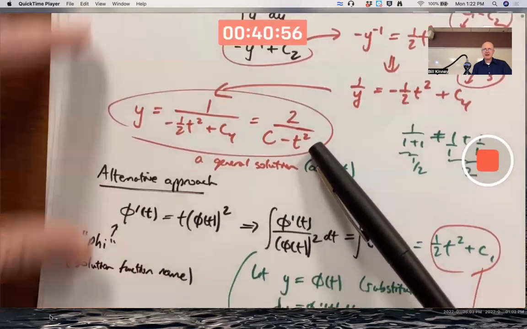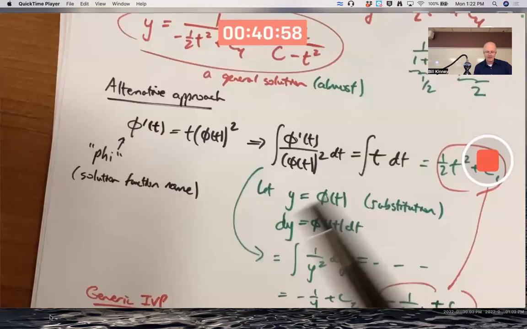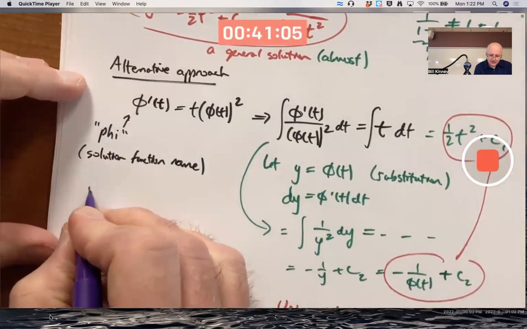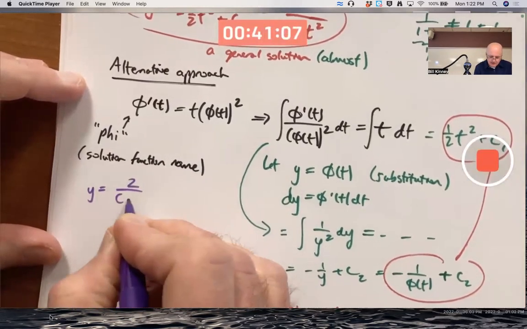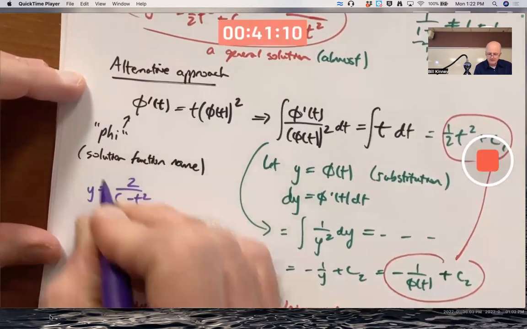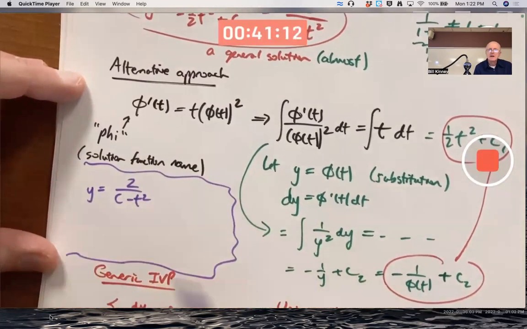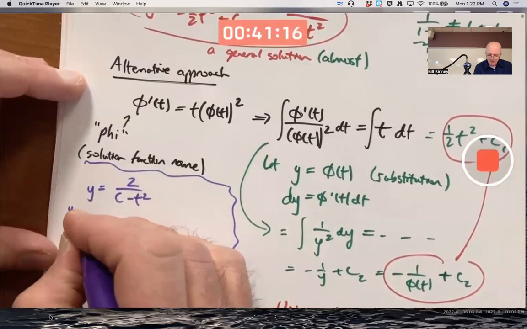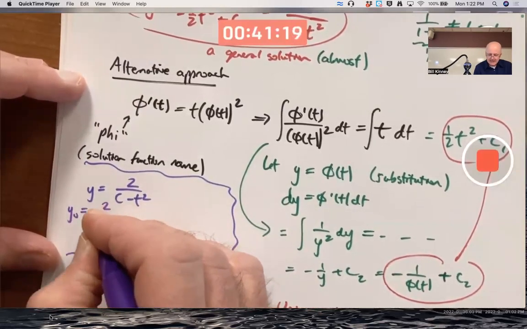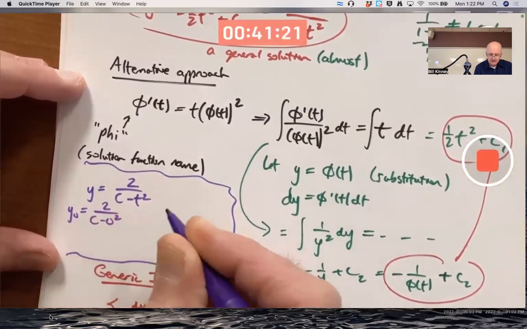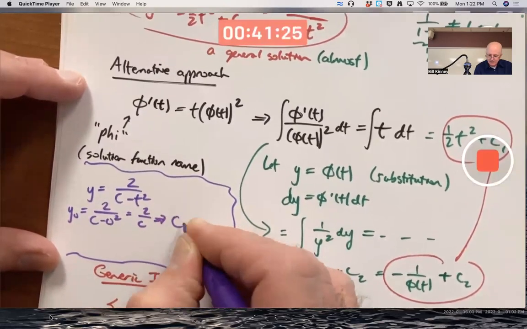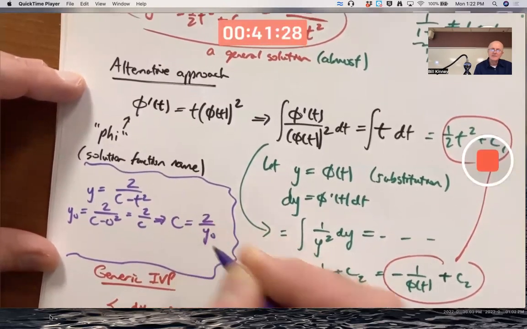Let me do a little side calculation up here. What color do we need to use here? How about purple? So again, here's my general solution that I found earlier. If I plug in a generic initial condition for y naught, and plug in t equals 0, I can solve this for c in terms of y naught. C will be 2 over y naught.